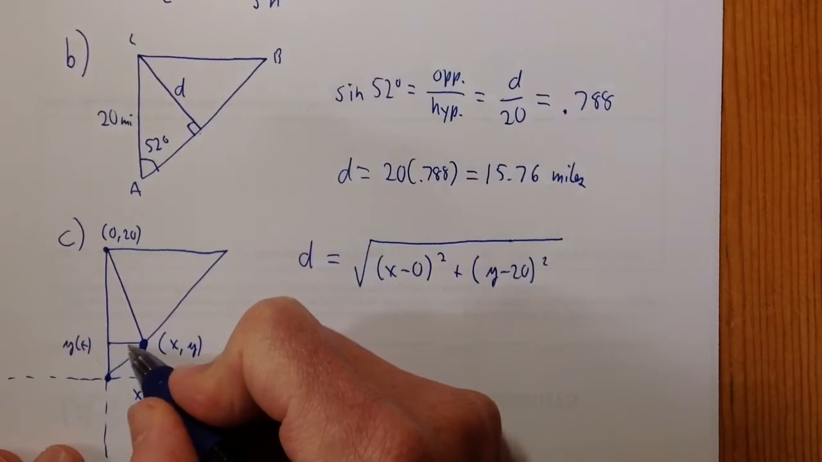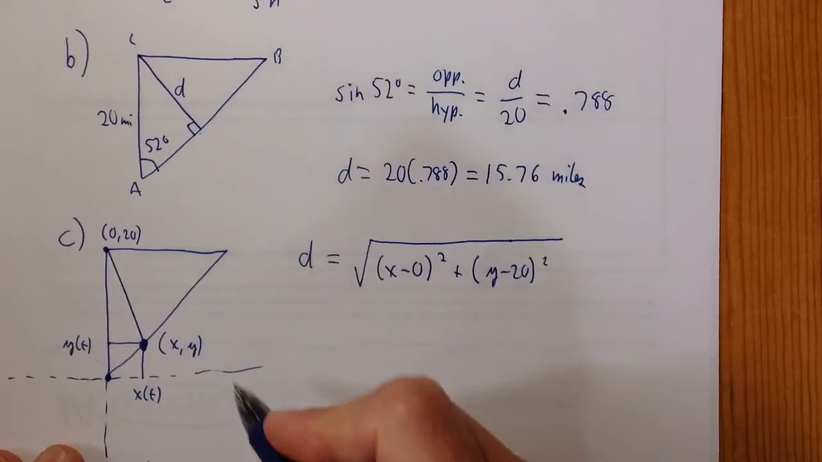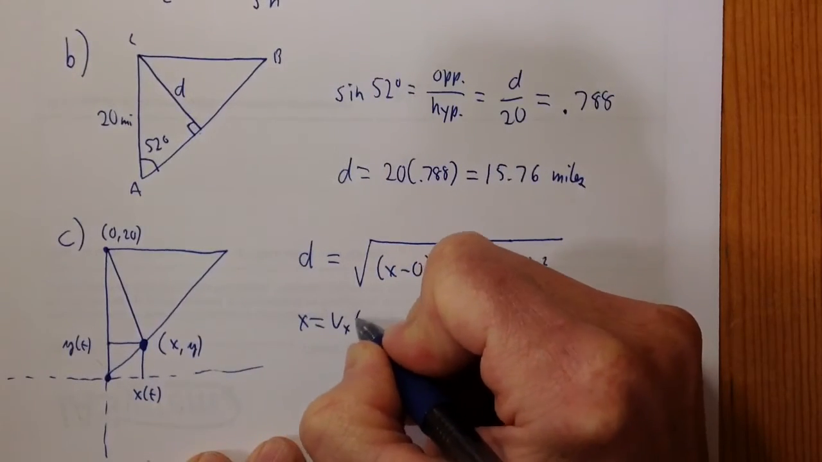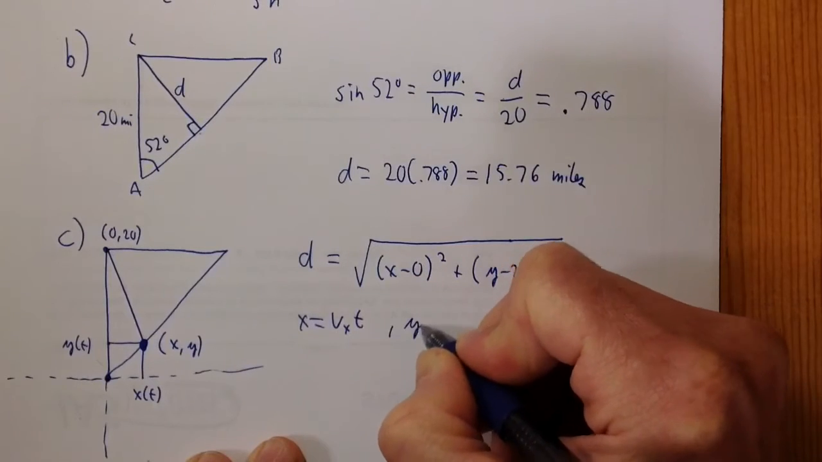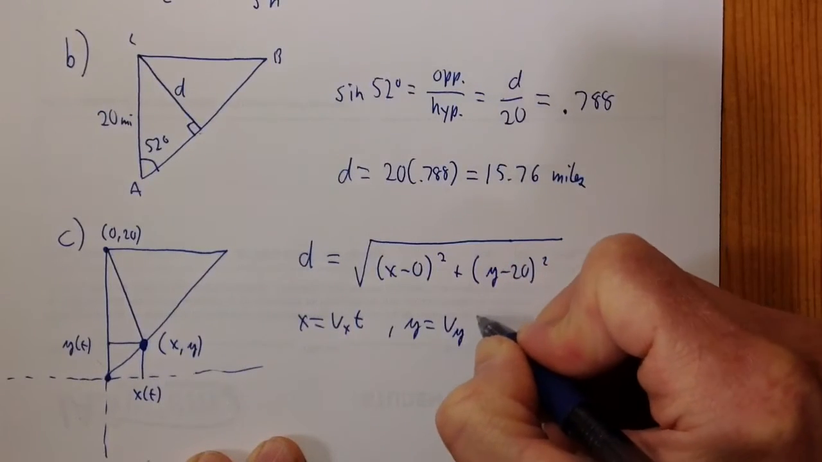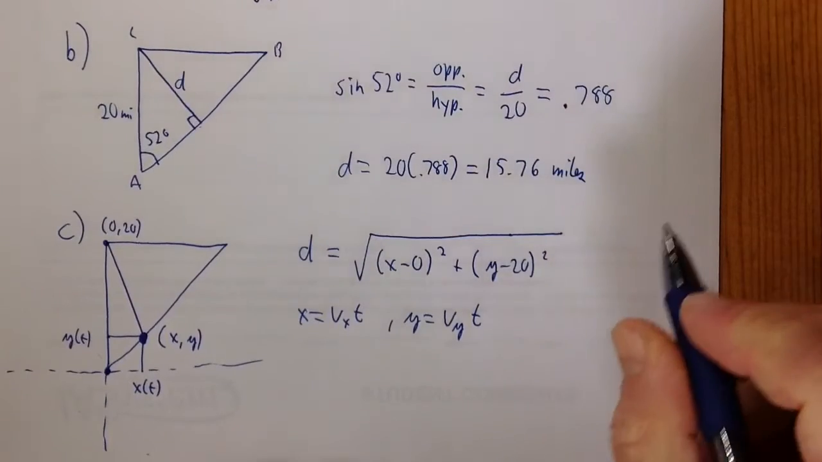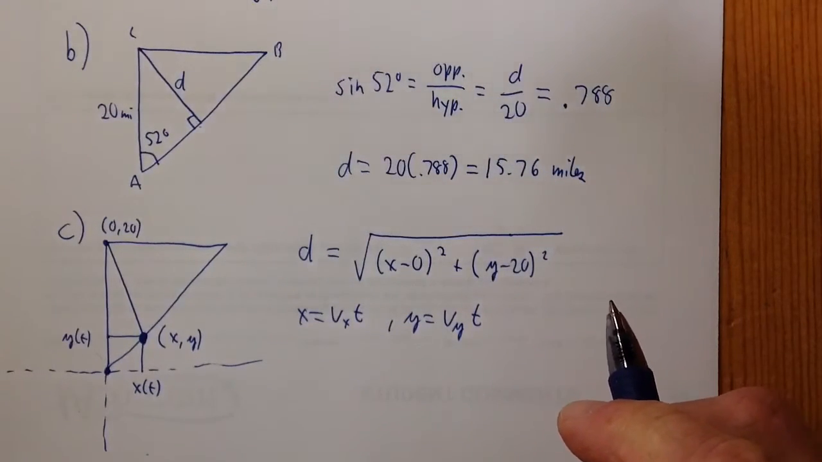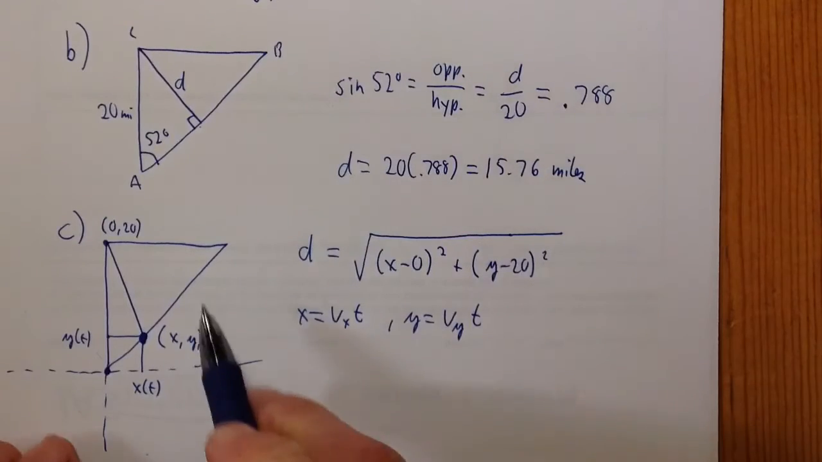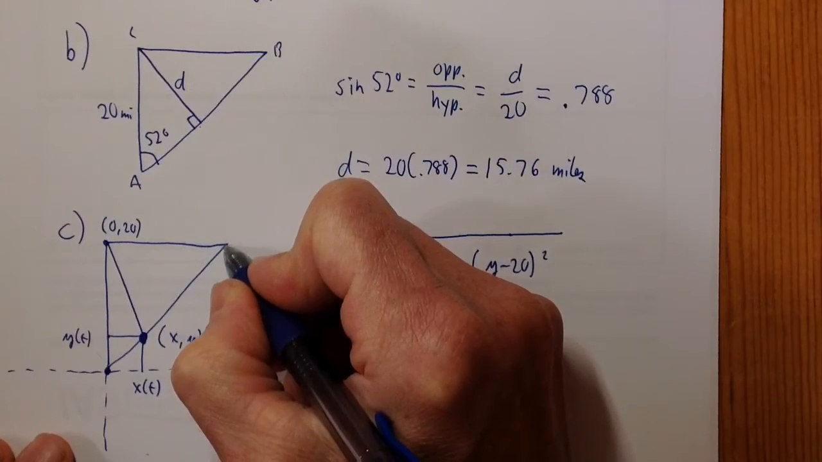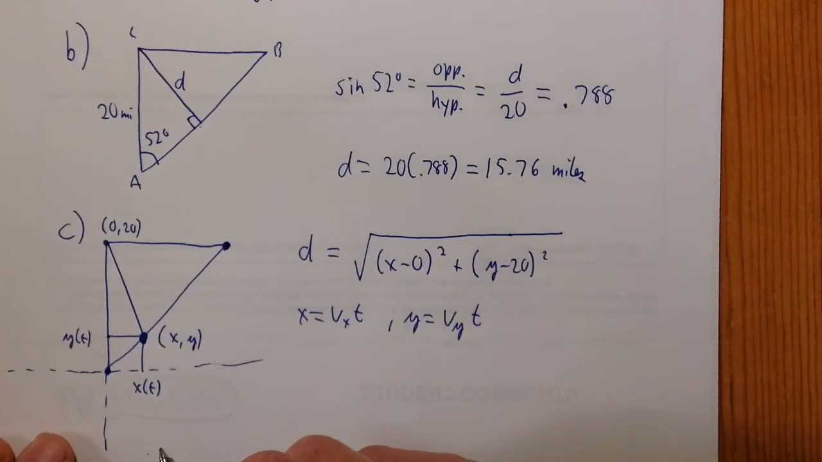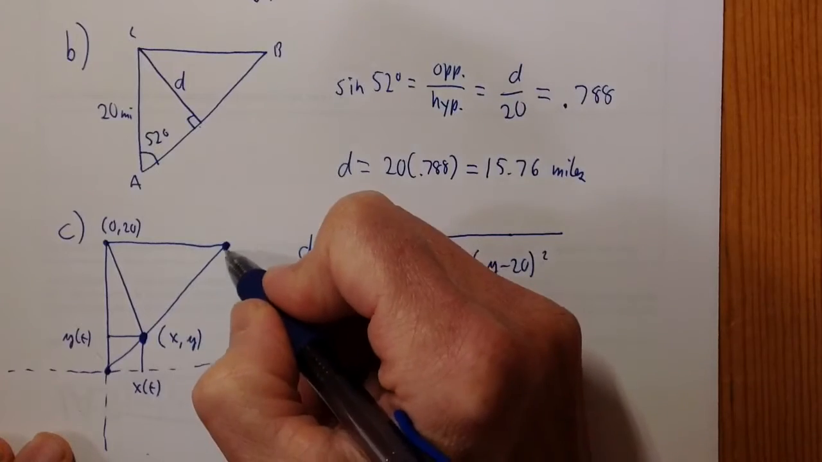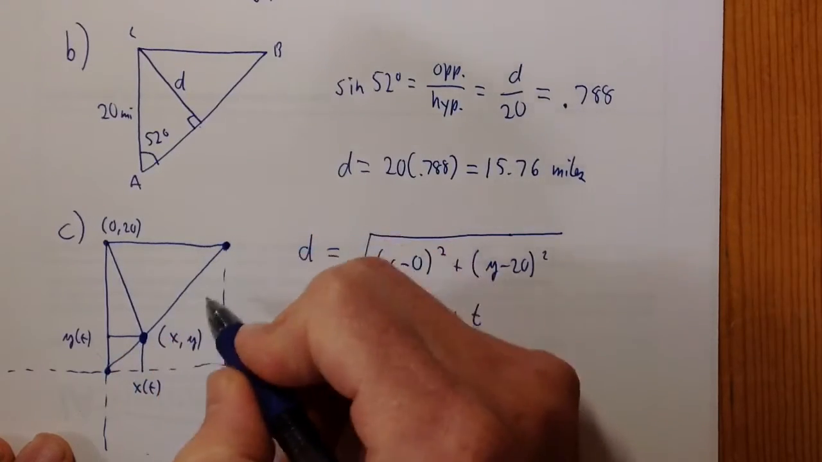So we need to know its x velocity and its y velocity, and then the x value is vx times time, and the y value is vy times time. So how fast is it going in the x direction, and how fast is it going in the y direction? The easy way to figure that out: we know it takes 3 hours to get to here. And in that 3 hours, in the x direction, it goes this far.